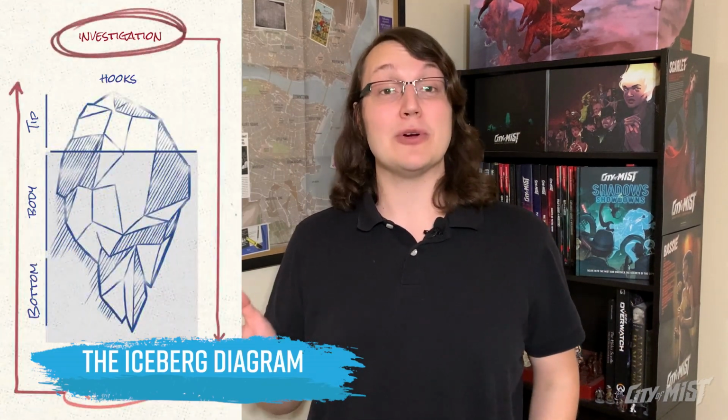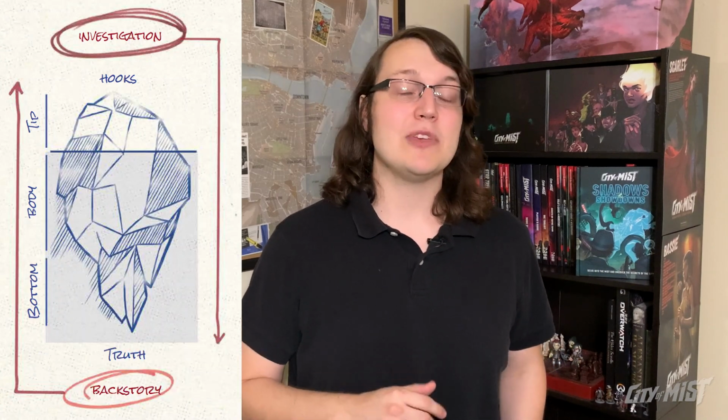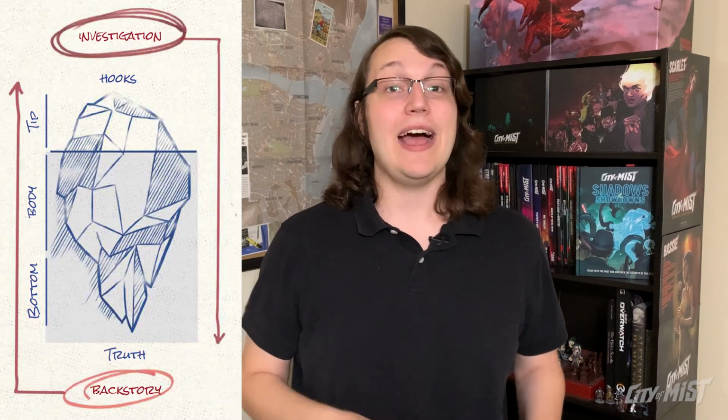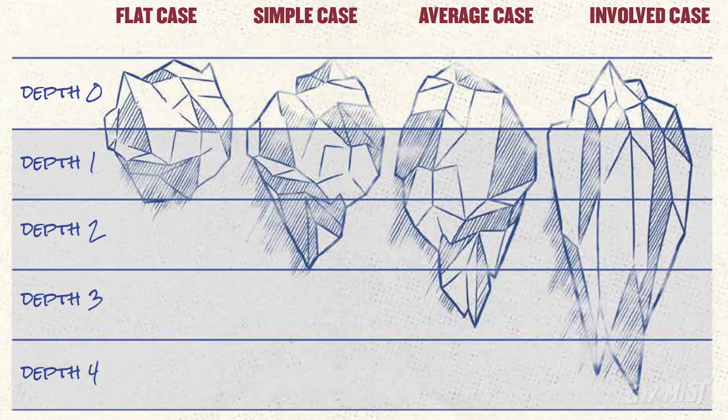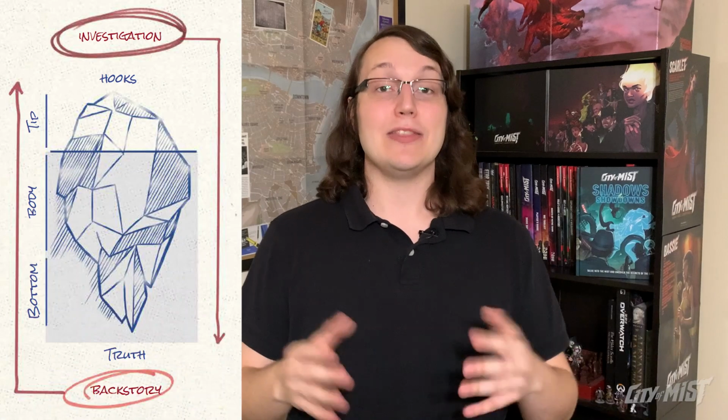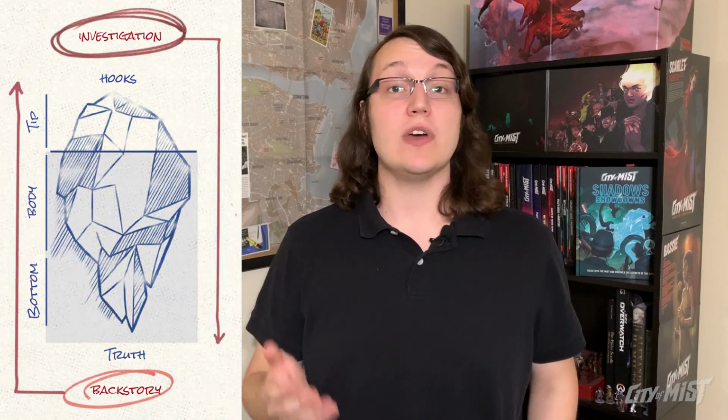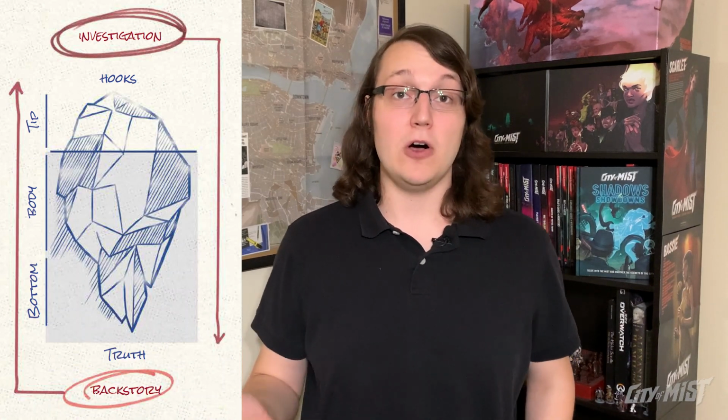Before you start writing, you should familiarize yourself with the iceberg diagram. This iceberg comes up quite a bit in City of Mist, as it's a handy tool to chart out everything from simple cases to full-on avatar operations. At the bottom of the iceberg is the truth of what actually happened and who's involved. This is almost always a rift, using their powers in a harmful way, intentionally or unintentionally.